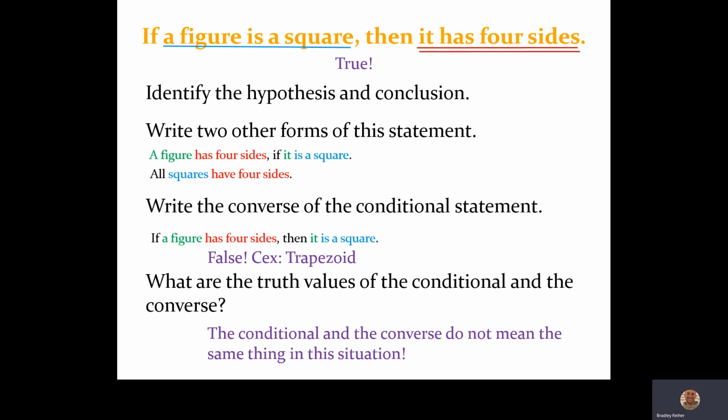Statement number 3, we're going to take the word if and then out altogether. All squares have 4 sides. That means the same thing. If you notice, the word figure wasn't used there. If you wanted to, you could put it back in there. You could say all figures that are squares have 4 sides.